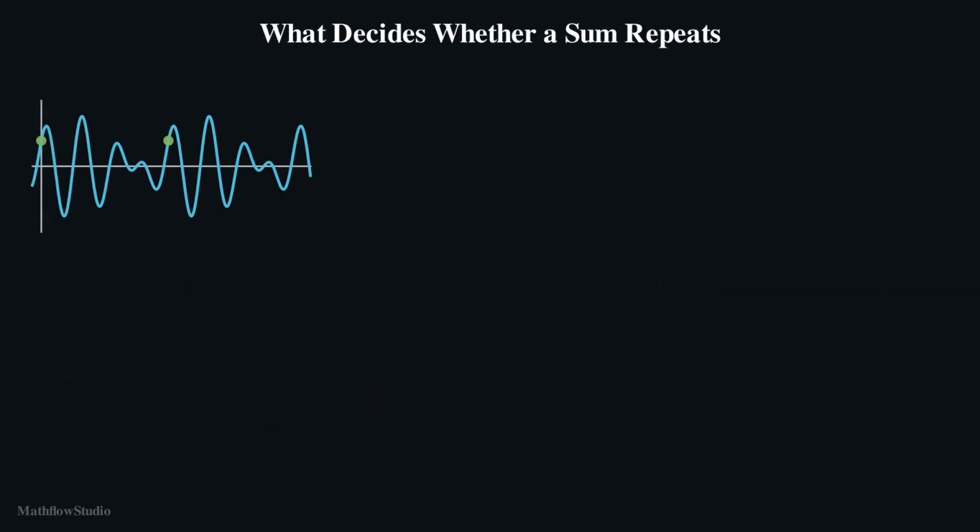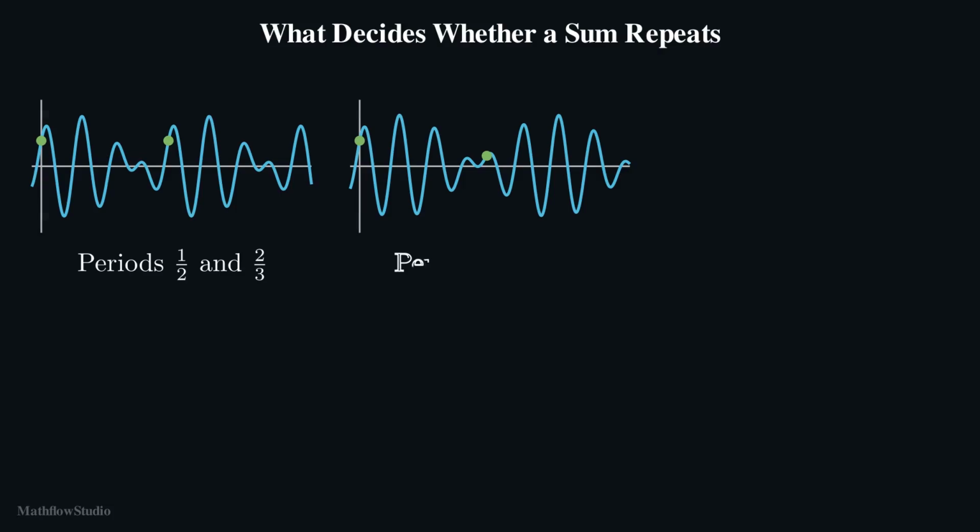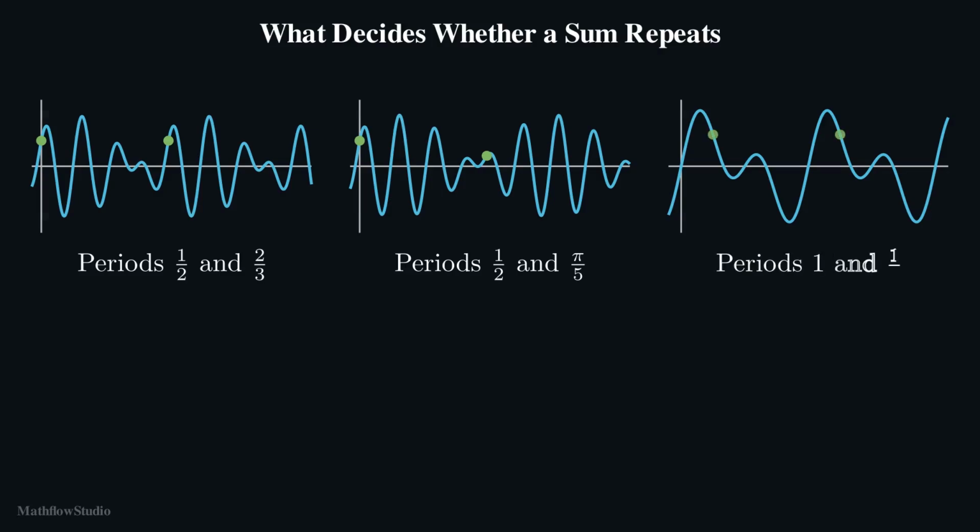The first pair has periods 1/2 and 2/3, and their ratio is a fraction of whole numbers. The second pair replaces one period with a length built from the circle constant, and no fraction of whole numbers matches that ratio. The third pair is a wave and its second harmonic, whose periods always divide one another.